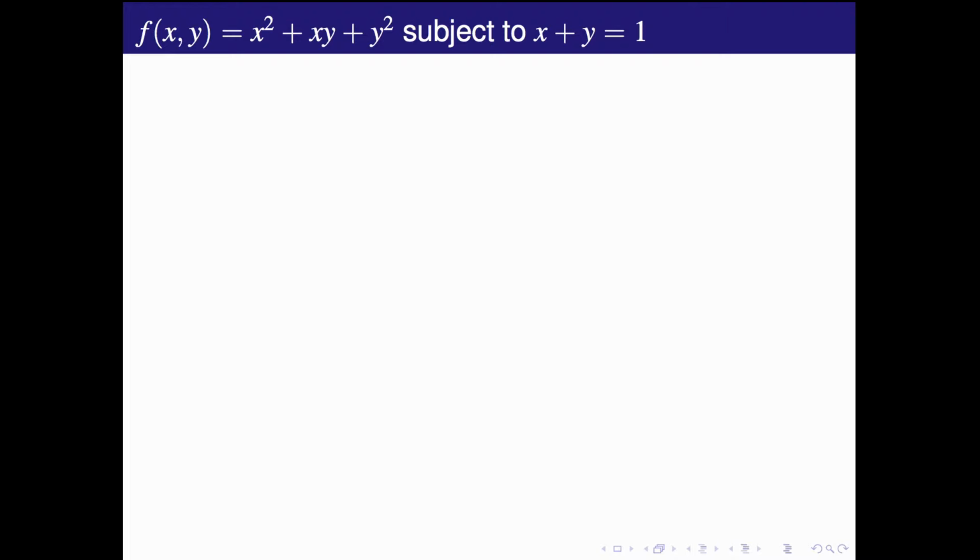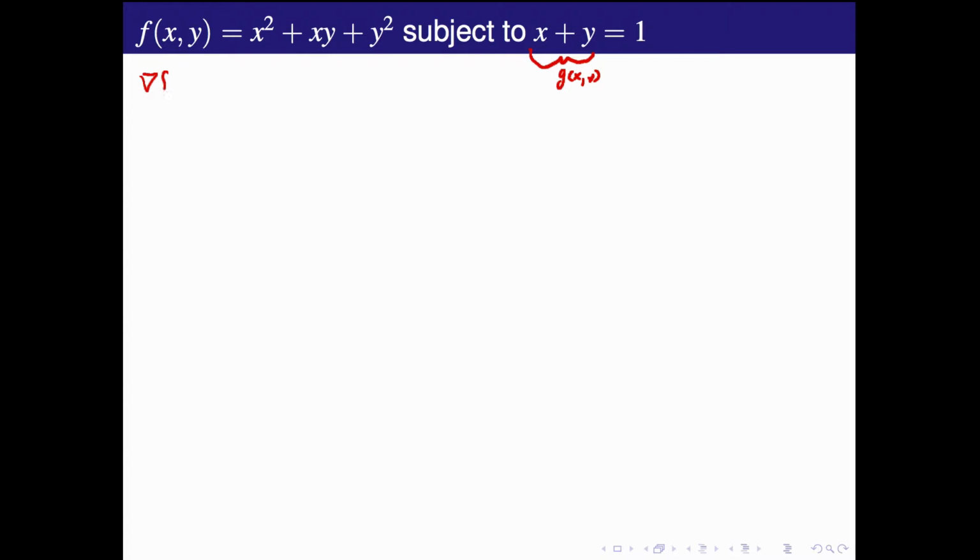I'm just going to have some slides. At the top of each slide will be the function that we're optimizing subject to a given constraint, and I'm just going to go to work. So here I have the function f of x, y equals x squared plus xy plus y squared, subject to the constraint x plus y equals 1. So g of x, y is x plus y, and f of x, y is as given.